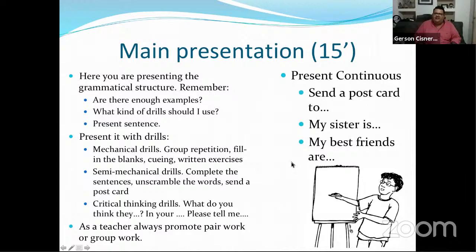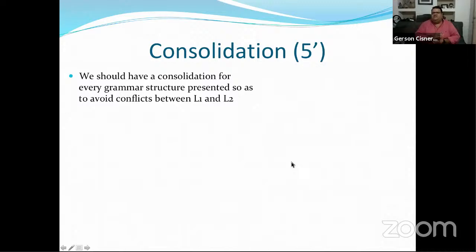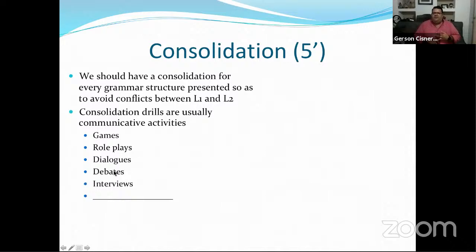Very good. And finally, we have the consolidation, which is a game or a communicative activity. Could be a game, a role play, a dialogue, a debate, an interview, or what have you. So far, so good?